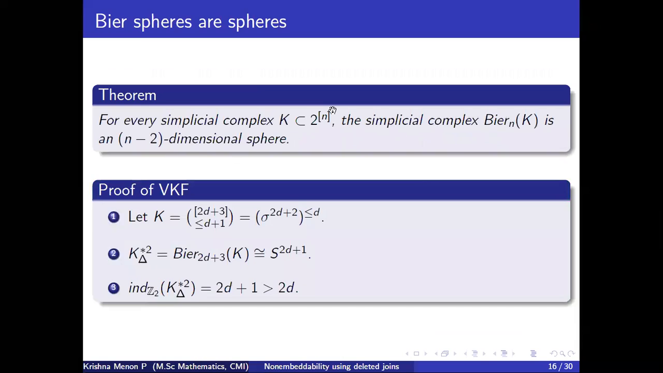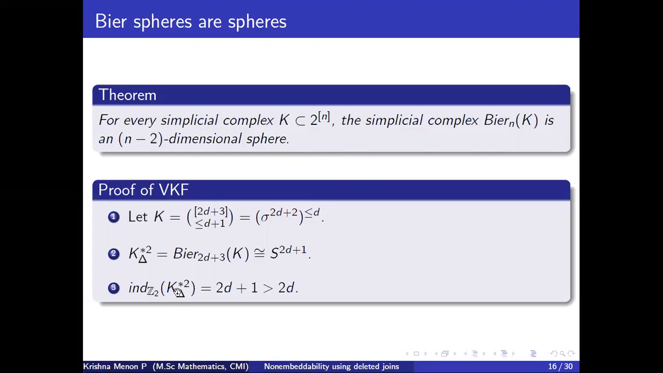So now why are these things called Beer spheres? Because, well, they're actually spheres. So the Beer n sphere of K is the n minus 2 dimensional sphere. Okay, so taking this theorem for granted for now, we can use our previous example to get a proof for the Van Kampen-Flores theorem. Okay, so just as before, you take K to be this simplicial complex. And in the previous example, we showed that the deleted join of K is the Beer 2d plus 3 sphere. And by this theorem, that will be the S2d plus 1.